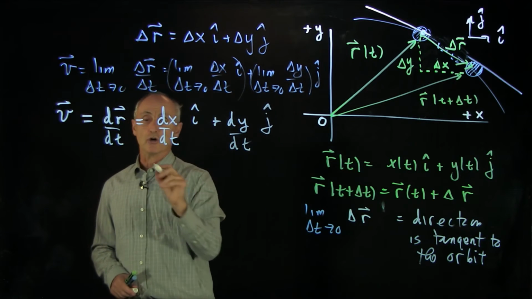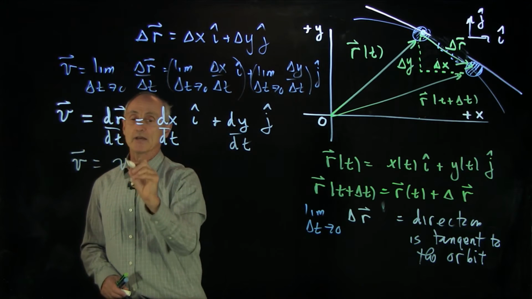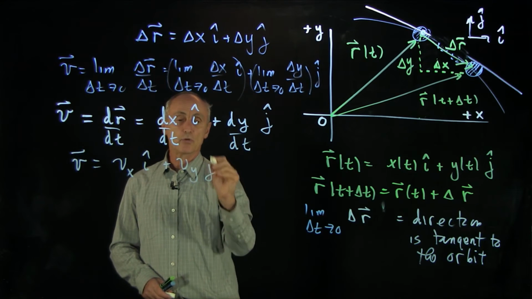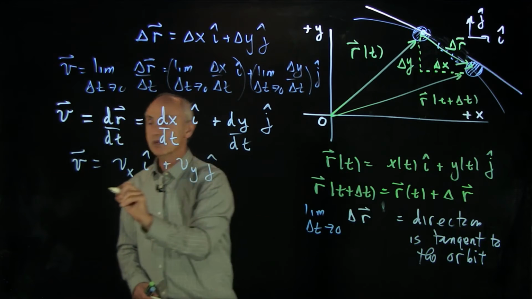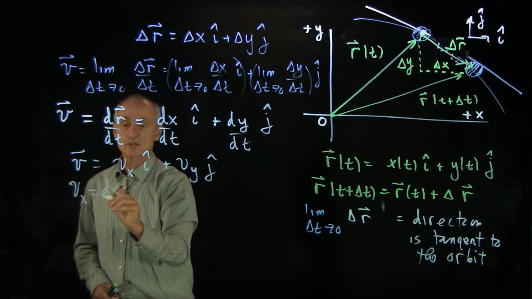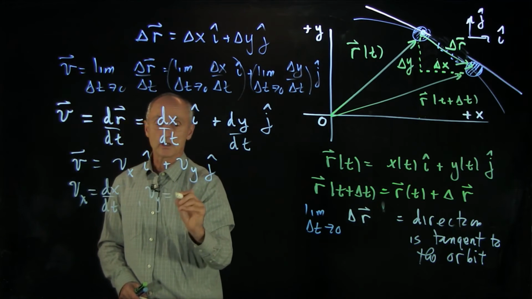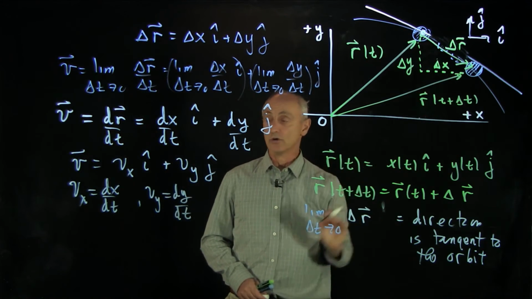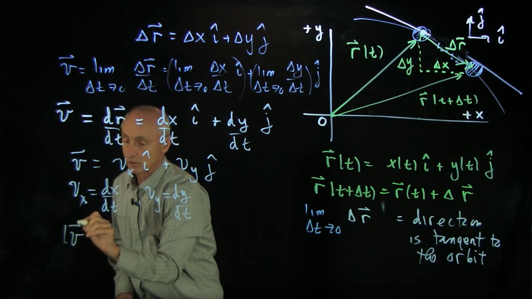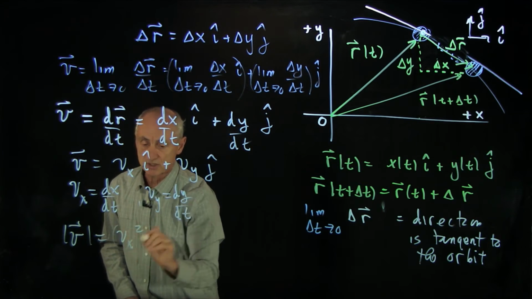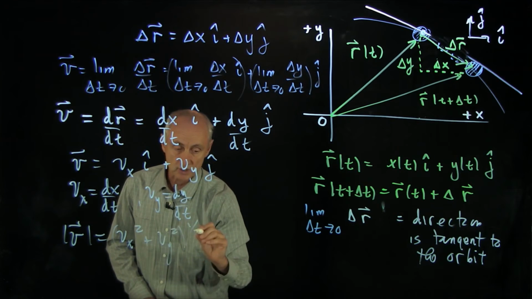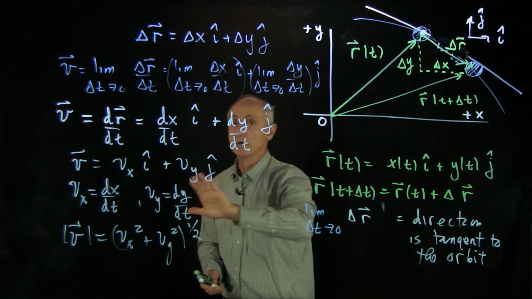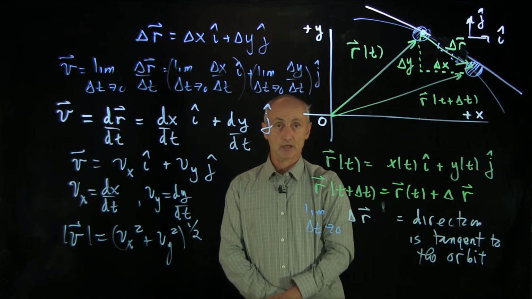Now, as far as notation goes, we write this velocity as an x component of the velocity plus a y component of the velocity, where the x component vx is dx/dt, and the y component is dy/dt. Recall that the direction was tangent to the curve, but the magnitude of the velocity, what we call the speed, is just the square root of the sum of the squares of the components. And so now we've described what we refer to as the instantaneous velocity.